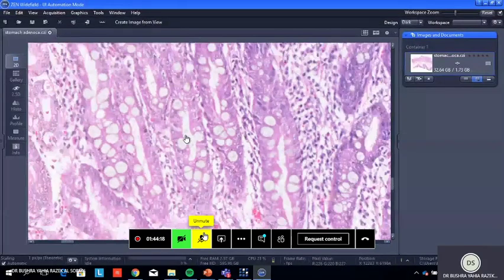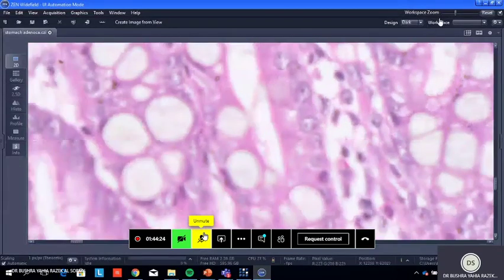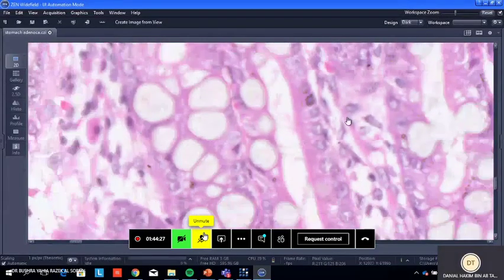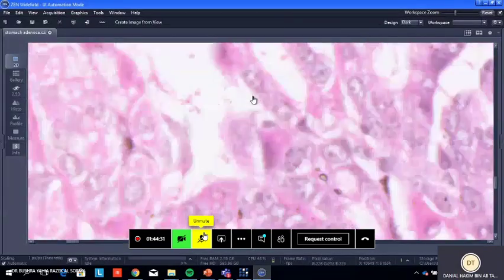This patient has what? What is she complaining of? Indigestion. What else?